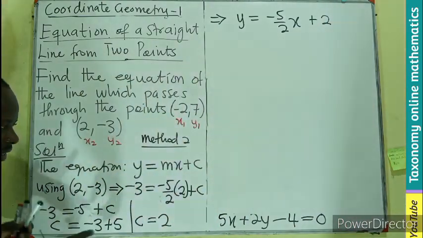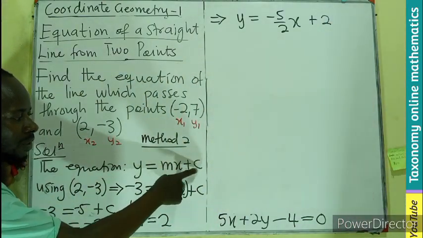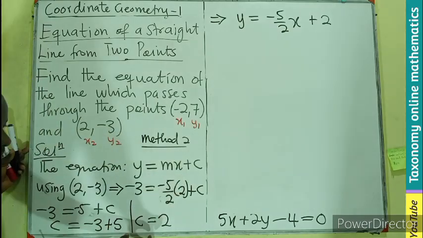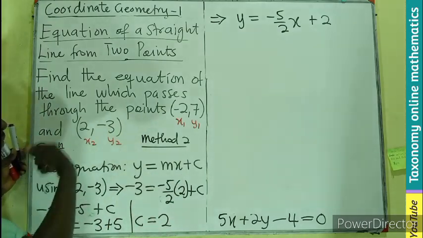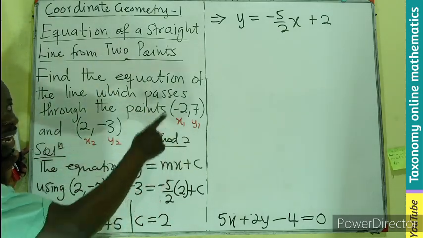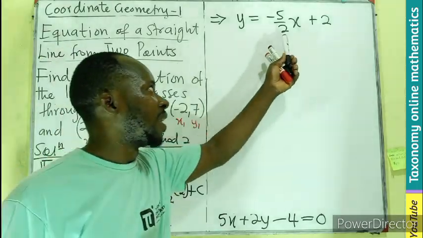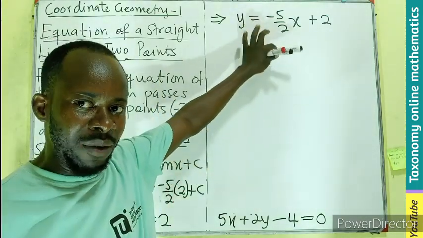Check by substitution. The gradient, and the intercept. The intercept is what we found as 2. So we substitute the intercept and the gradient into that. We are still having a fraction. This could be the equation. You can leave it this way.